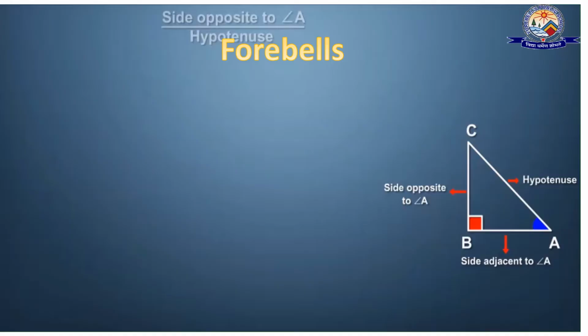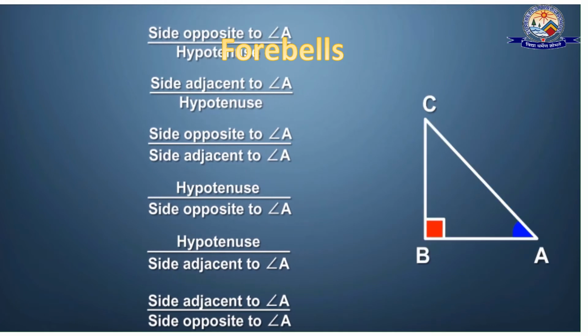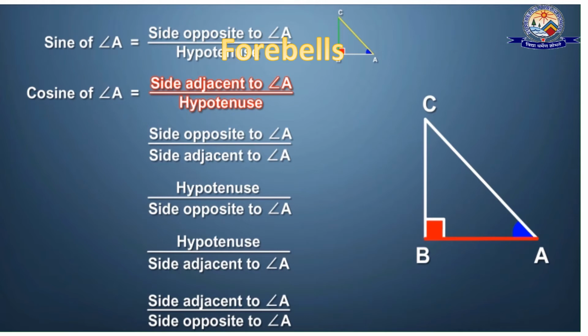For angle A, we can have the following 6 ratios. These are defined as: sine of angle A is equal to the side opposite to angle A upon hypotenuse. Cosine of angle A is equal to the side adjacent to angle A upon hypotenuse. Tangent of angle A is equal to the side opposite to angle A upon the side adjacent to angle A.